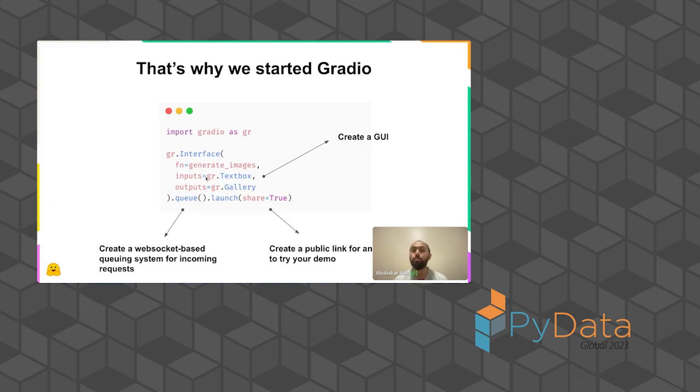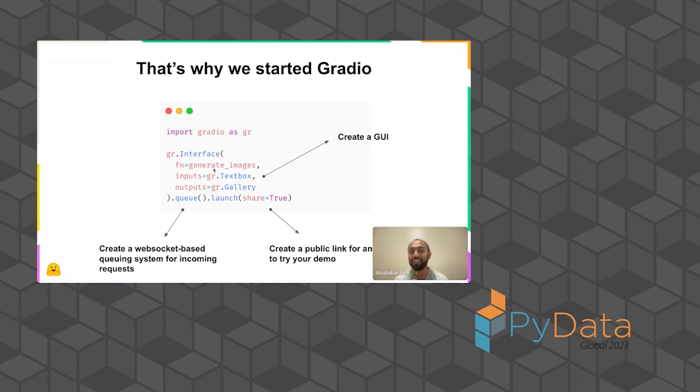You can also pass in more than one input. If you pass in more than one input, like a list of input components, then those get mapped to the arguments of your function. So it's pretty intuitive. If your function takes in multiple parameters, as we'll see in our hands-on tutorial, you just pass in a list of inputs.